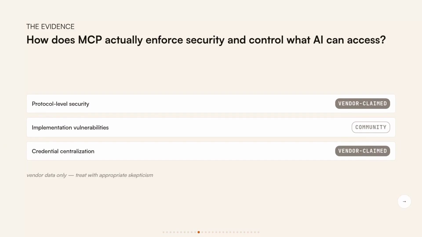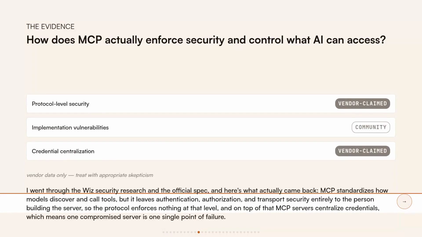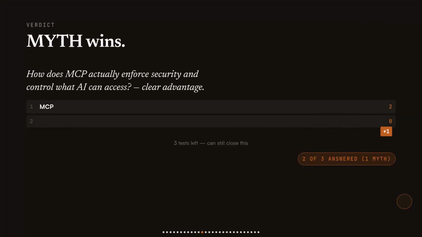MCP standardizes how models discover and call tools, but it leaves authentication, authorization, and transport security entirely to the person building the server. So the protocol enforces nothing at that level. And on top of that, MCP servers centralize credentials, which means one compromised server is one single point of failure. This one's a myth, and an expensive one.